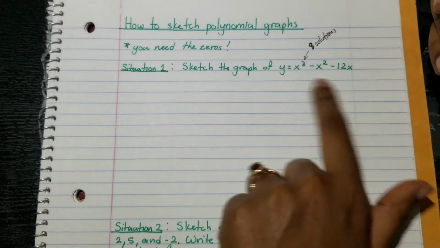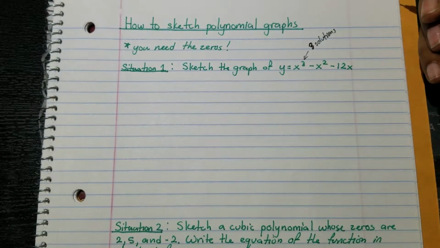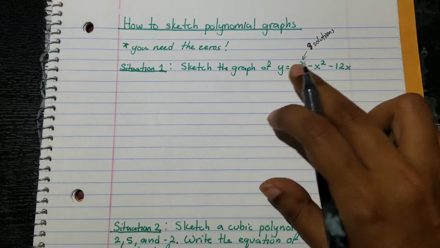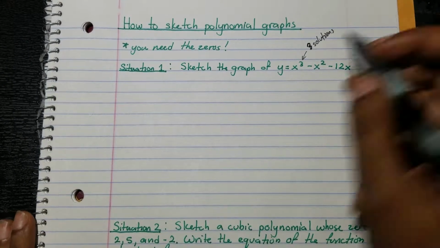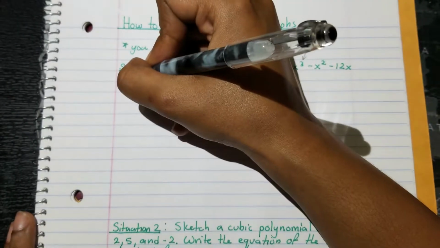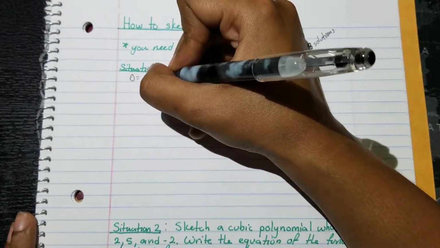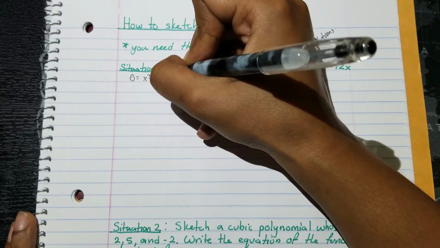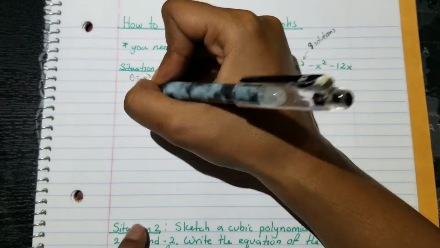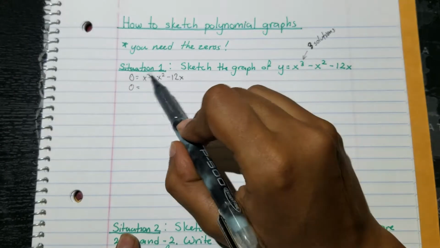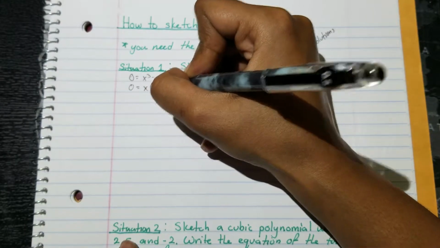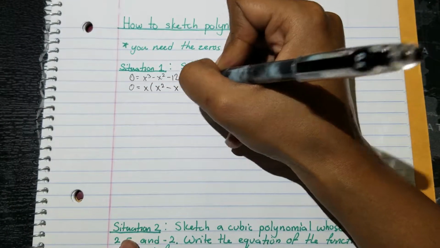So how can we get these solutions as it is now? The first way I'm going to show you is by factoring. Right now it's equal to y, so you want to set it equal to 0. You're going to rewrite it as 0 equals x cubed minus x squared minus 12x. Right? So let's see what we can factor out first. Right now all 3 terms have an x in common, so we can factor that out. And we end up with x squared minus x minus 12.